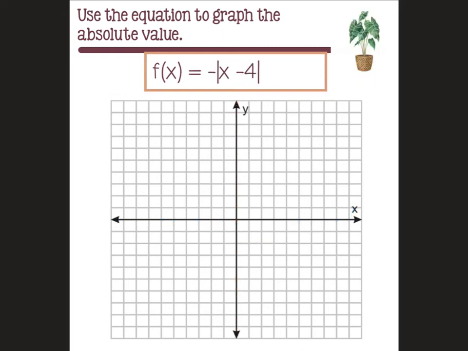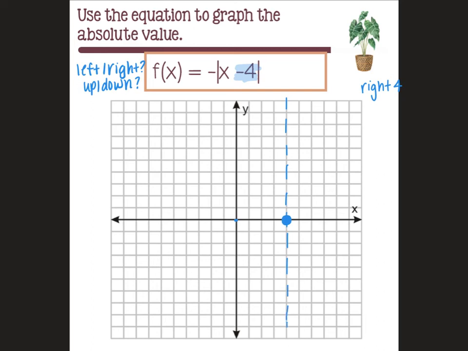So first thing I want to do is I want to figure out, did it move left, right, or up, down, or both? So if I look at this, I can see right here, this is going to move to the right 4. So you're going to start at 0, 0, and then move however it tells you to move. So right 4, 1, 2, 3, 4. Draw in your vertex. Then you want to draw in your line of symmetry, which is just that dotted line that goes right through the vertex.